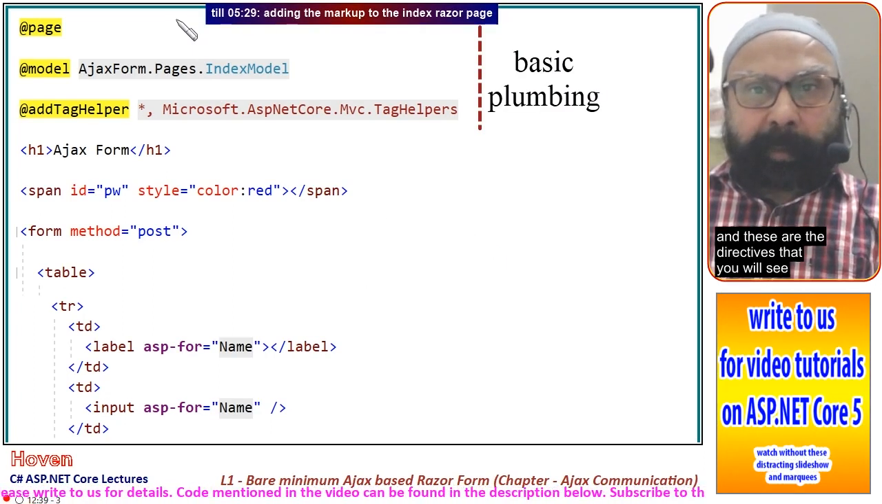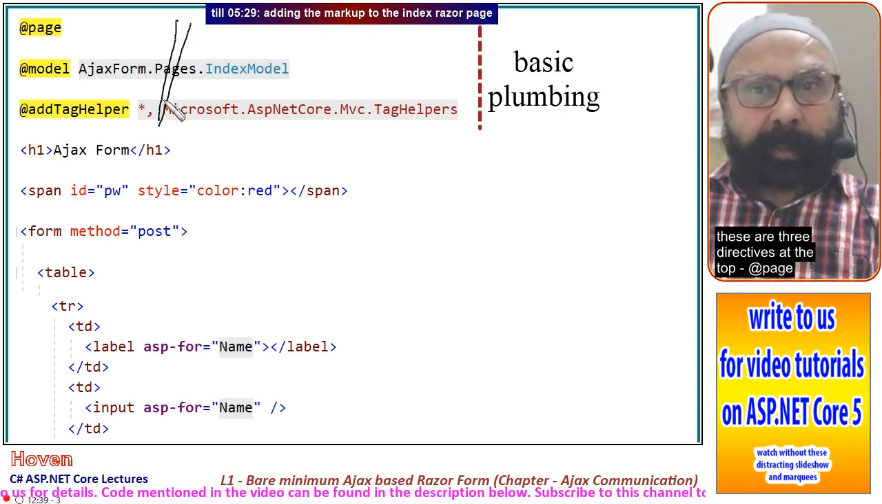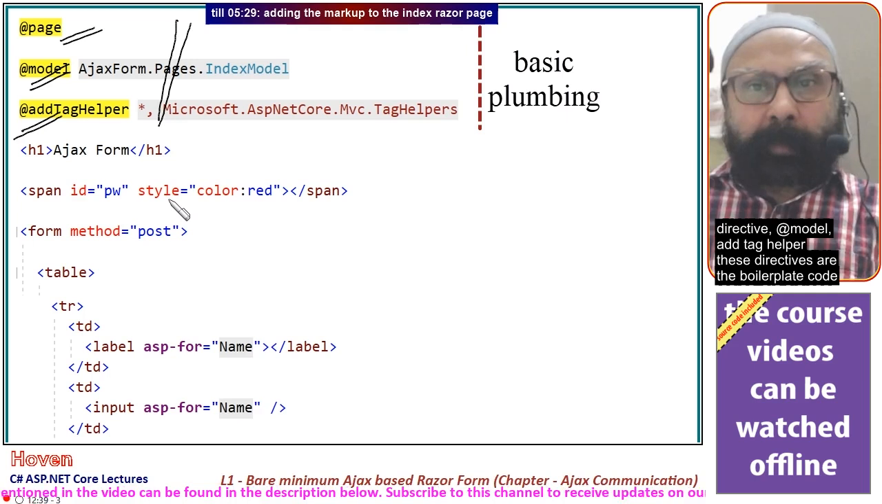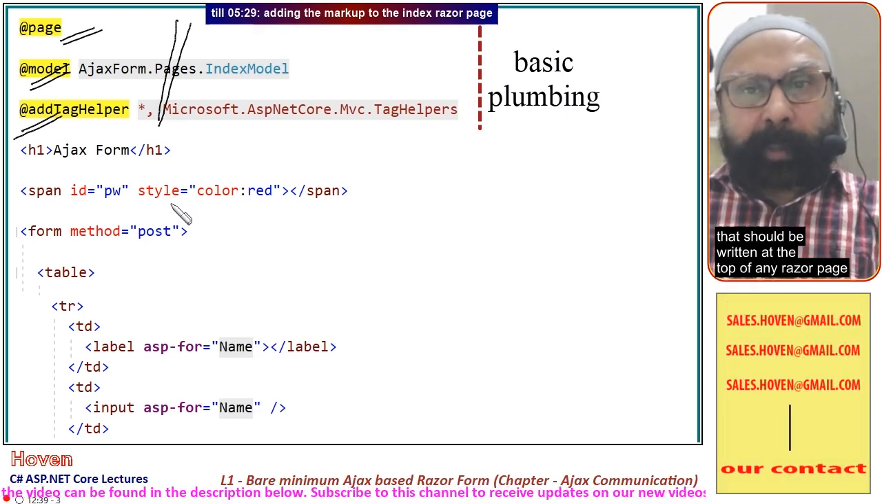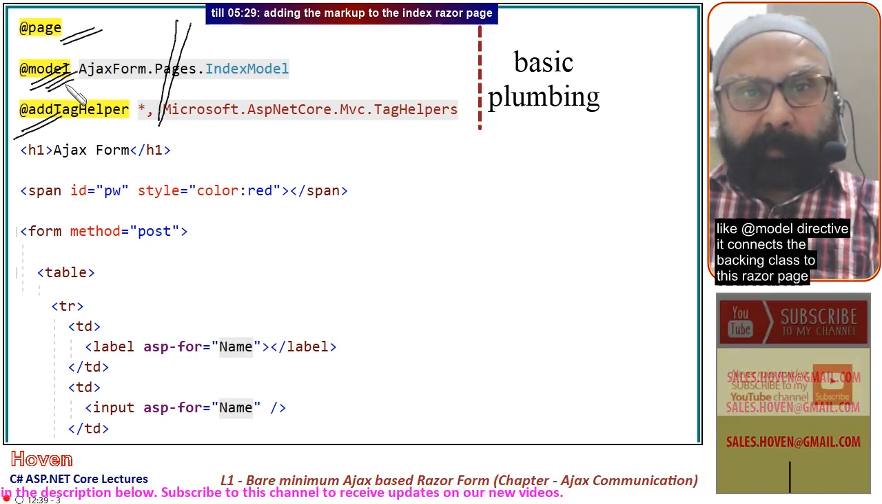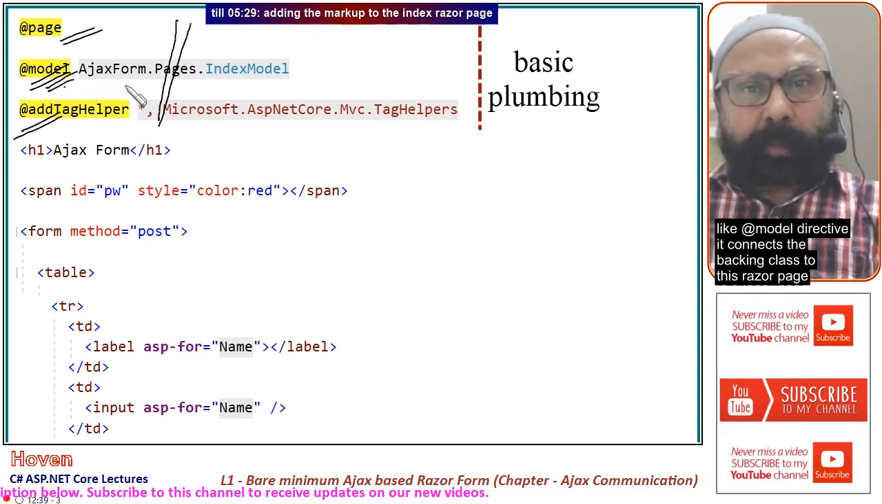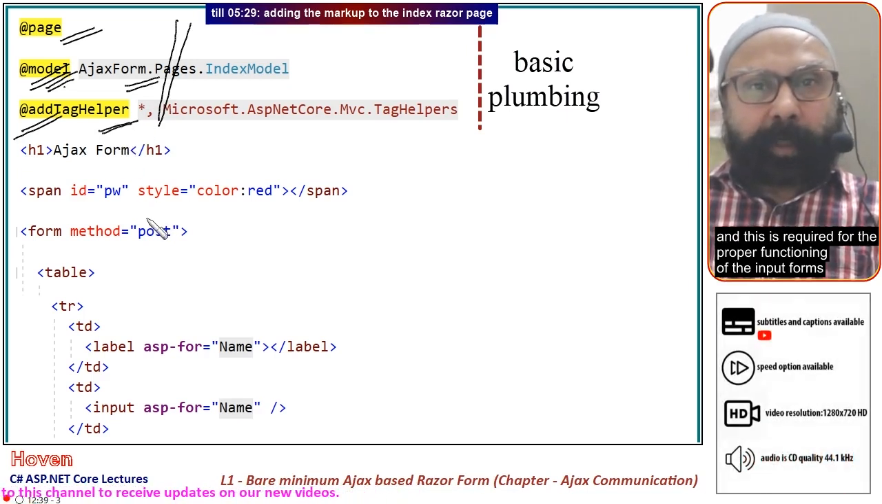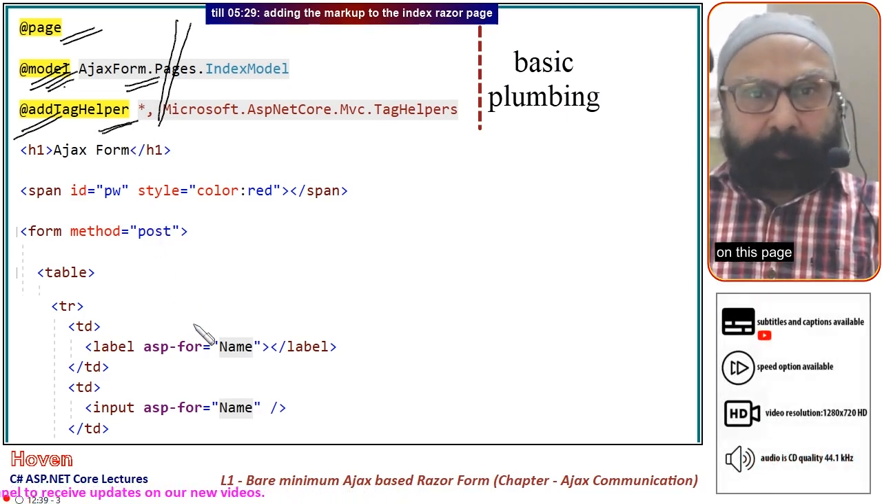And these are the directives that you will see. These are three directives at the top: @page directive, @model, and @addTagHelper. These directives are the boilerplate code that should be written at the top of any Razor page. Like the @model directive, it connects the backing class to this Razor page. And this is required for the proper functioning of the input forms on this page.